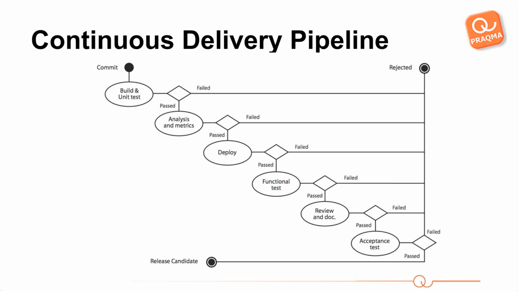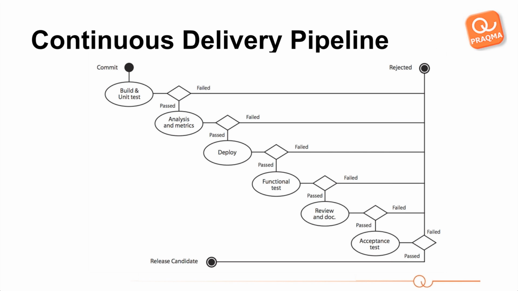You simply have some kind of tollgate criteria, which could be built in unit tests. And then if that passes, you will go on to more thorough analysis and metrics. From that point, you can go to deployment, you can go to functional test, you can go through reviews and documentation, and you can go to even more advanced testing. This is just a template for how it can be done.